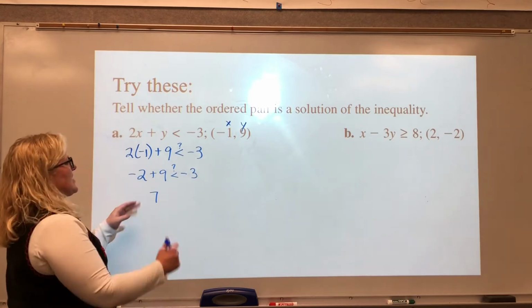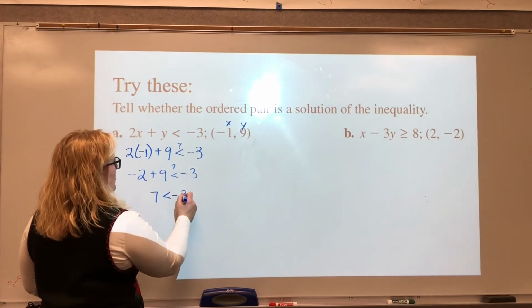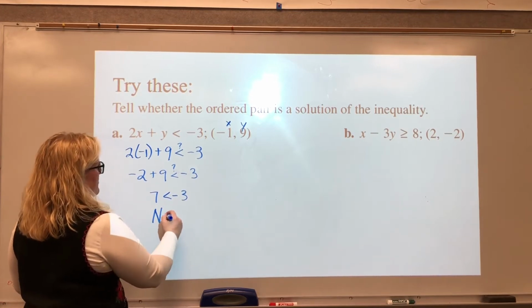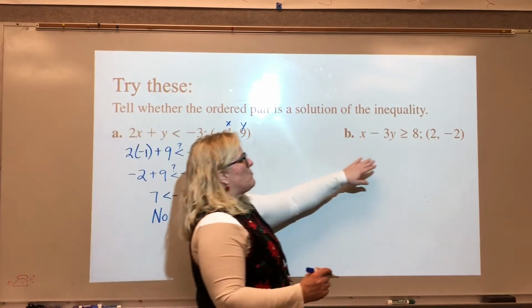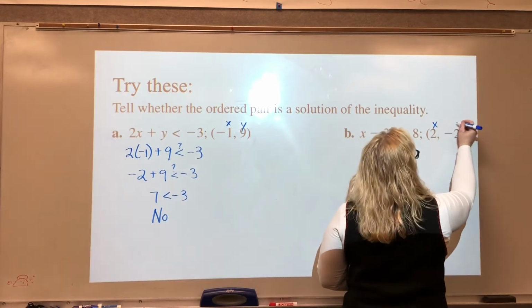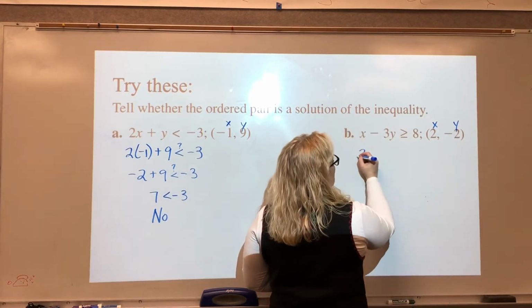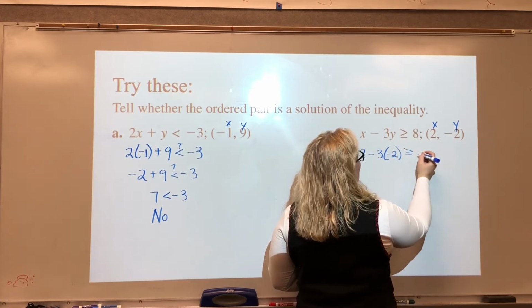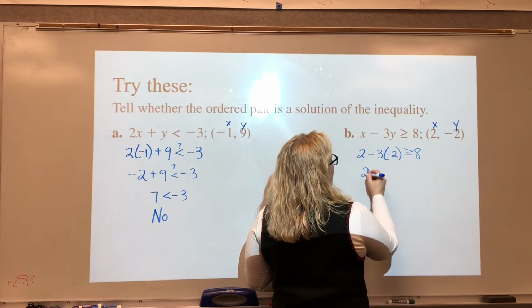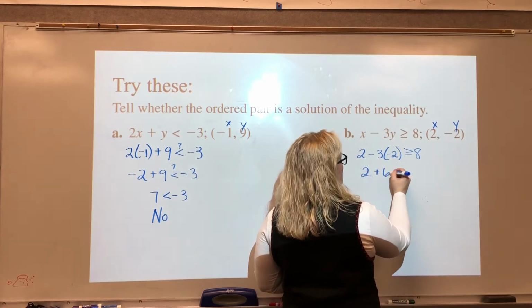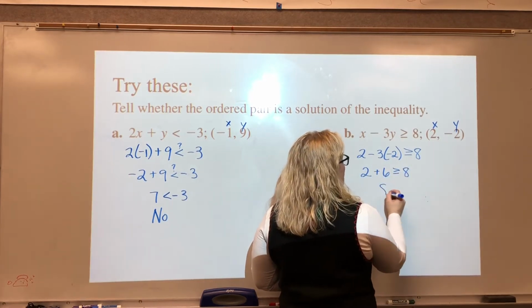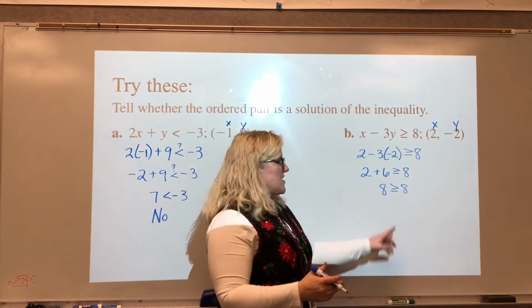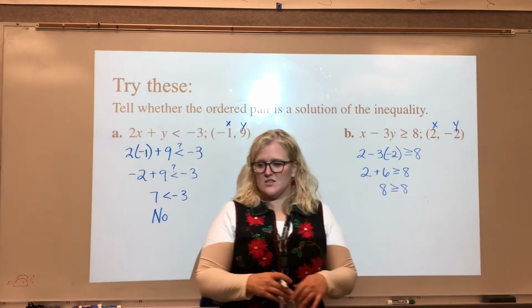Okay, 7 is less than -3. That is not true, all right? So this is no. Okay, over here we plug in, again, here's x, here's y. This is 2 minus 3 times -2. We want to see if this is bigger than or equal to 8. So I've got 2 plus 6 greater than or equal to 8. Is 8 greater than or equal to 8? Yes, because I have that equal part in there. So that is true.